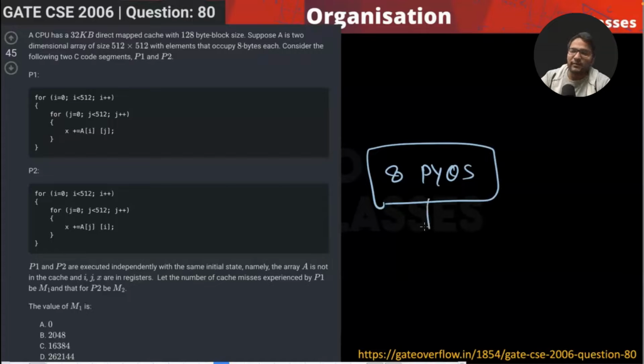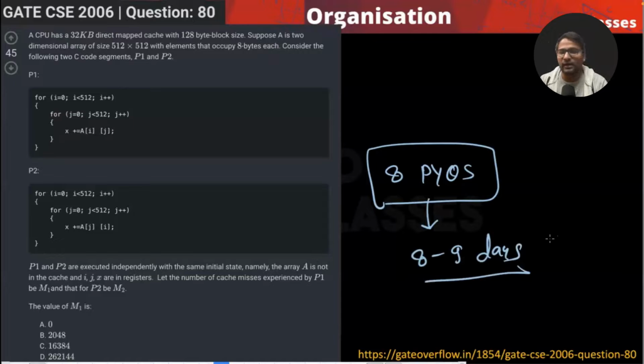Basically I was not solving the whole day. I was just solving in the morning session, not 1 month, 1 month is too much for 8 PYQs. You can say 1-2 hours I was giving to one question. So I think I took 8 to 9 days just to solve these 8 PYQs, not obviously the complete day, so 1 to 2 hours daily.